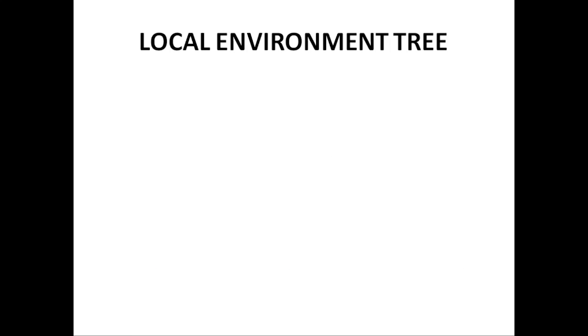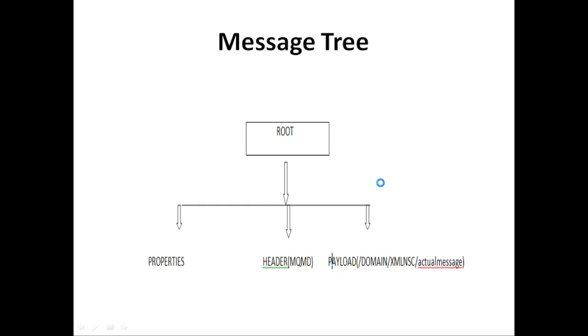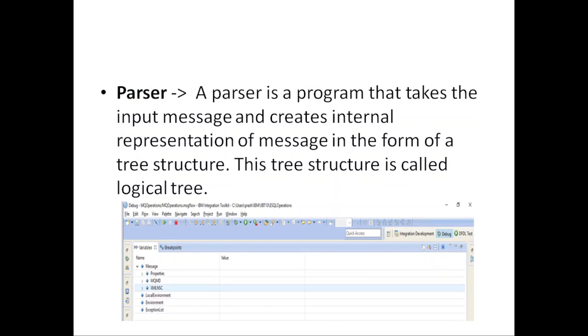Now coming to the local environment tree. Local environment tree is after the message. If you see here, after the message we have the local environment tree. After that we have the environment tree, and we have the exception list tree. I am going to cover the local environment tree, then the environment tree, then the exception list tree. The systematic message thing I have covered already.